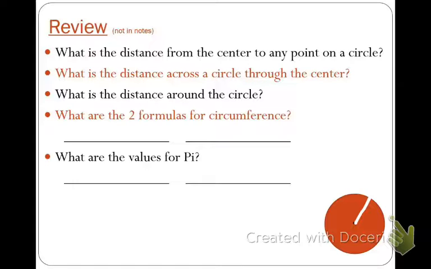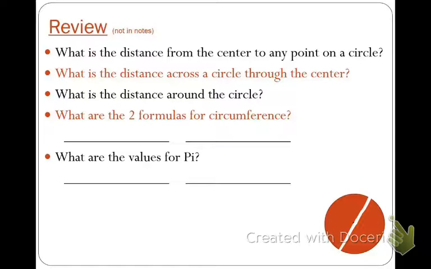The diameter. It is the radius. Everyone say radius. So radius is the shorter one. Now let's look at the next question. What is the distance across a circle through the center? What is it all the way across? That is the diameter. Good job.